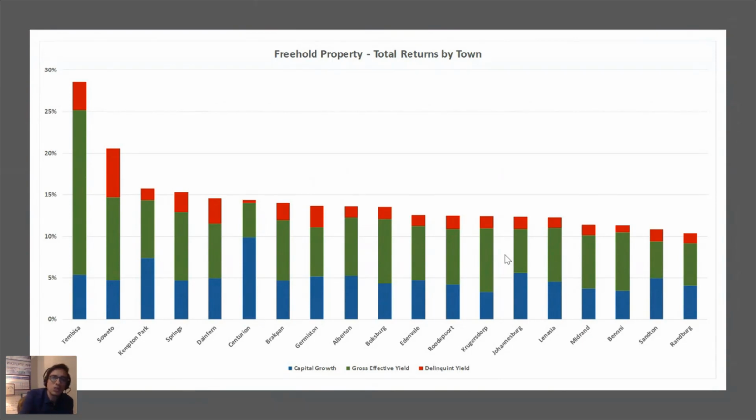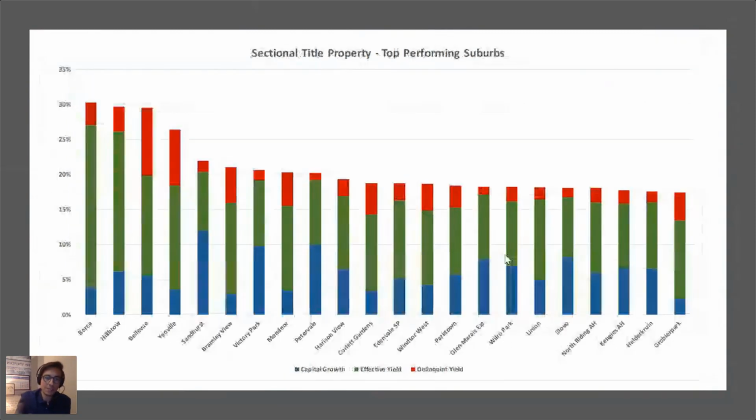But what you can see is those are the two, let's call them highlight areas from a freehold perspective. Okay, very important, freehold. Now, freehold means a freestanding house, not an apartment block. If we now want to look at sectional title, let's see what the best performing town is.